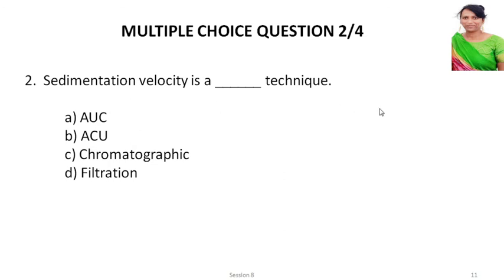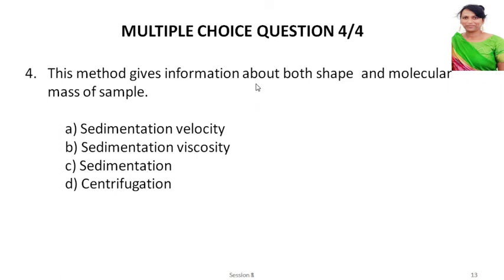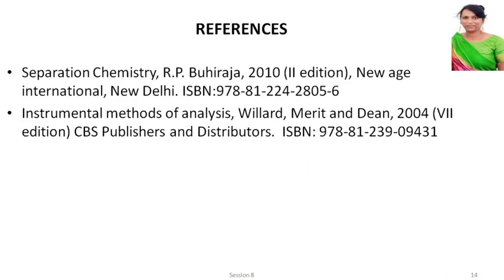Next, sedimentation velocity is a dash technique. What technique? AUC, ACU, chromatographic or filtration? It is an AUC technique. Next, sedimentation coefficient is inversely proportional to R. This method gives information about both shape and molecular mass of sample. Which one? Sedimentation velocity, sedimentation viscosity, sedimentation or centrifugation? It is sedimentation velocity. These are the references which you can use for further study.